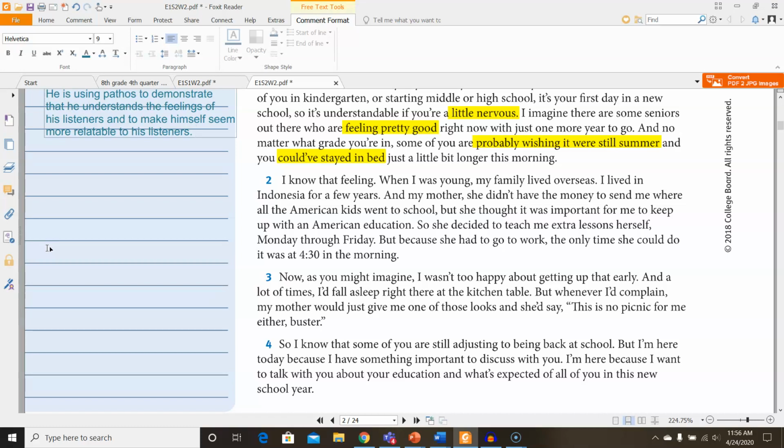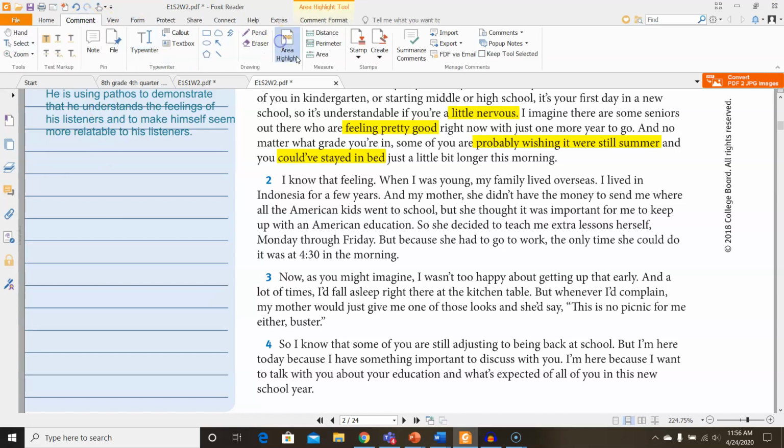When I was young, my family lived overseas. I lived in Indonesia for a few years. And my mother, she didn't have the money to send me where all the American kids went to school, but she thought it was important for me to keep up with an American education. So she decided to teach me extra lessons herself Monday through Friday. But because she had to go to work, the only time she could do it was at 4:30 in the morning. So here he's also using pathos.